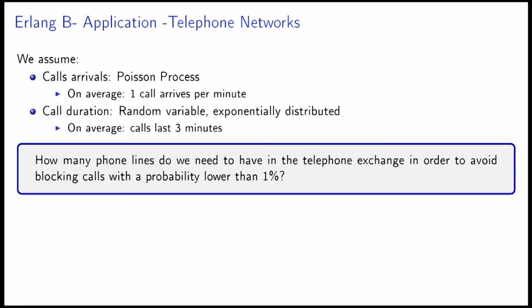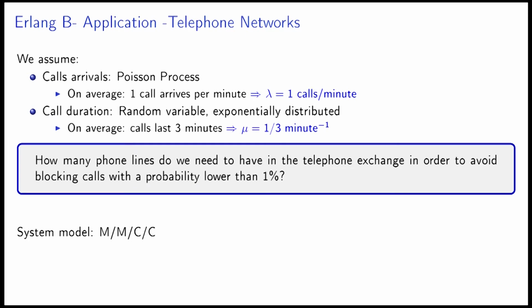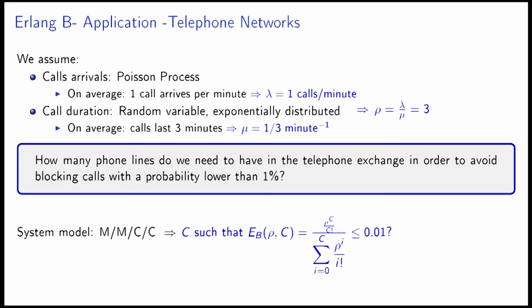In order to do so, we note that, thanks to the Poissonian arrivals and exponentially distributed call durations, we can model the system as an M/M/C/C system where the parameters are lambda equal to 1 call per minute and mu equal to (1/3) minute to the minus 1. So we have an offered load which is equal to 3 Erlang. Our problem boils down to finding the value of C such that the blocking probability given by Erlang's formula is smaller than or equal to 0.01.